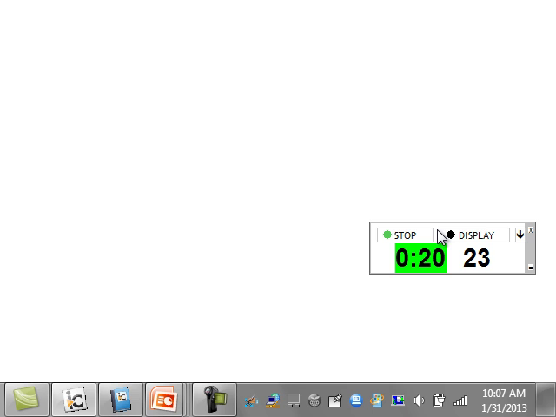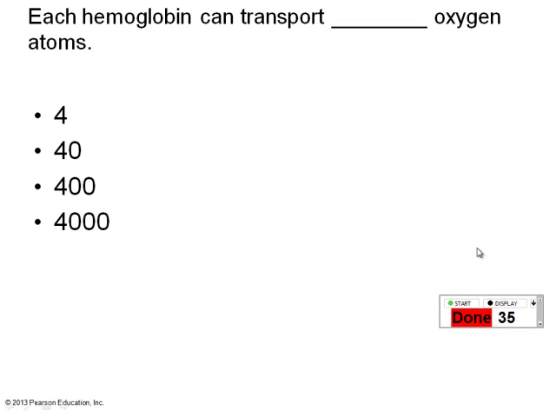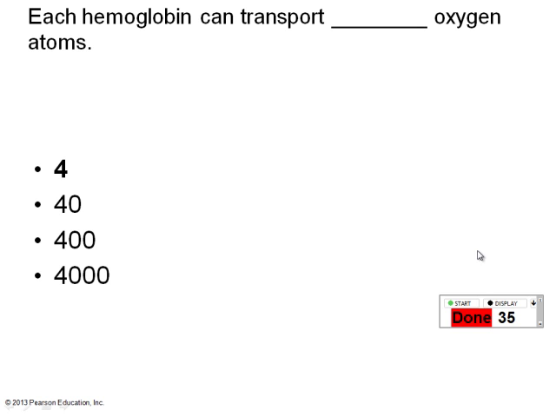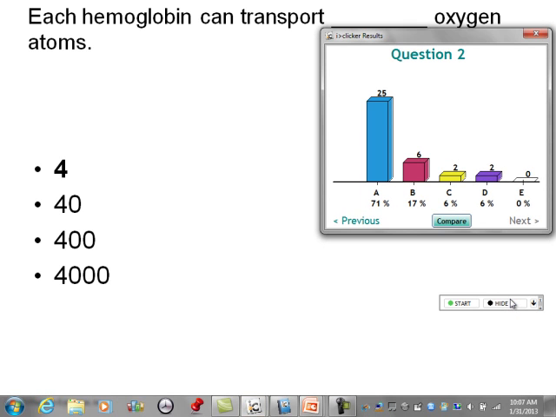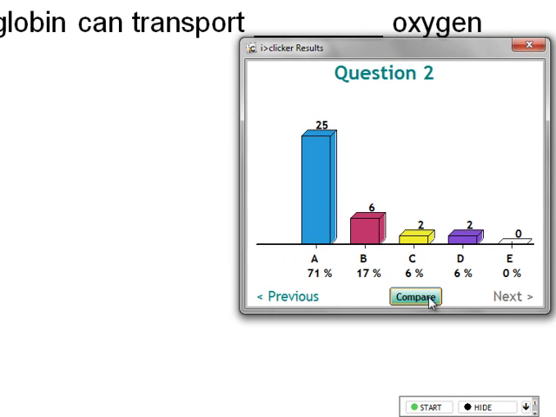Five, 4, 3, 2, 1. What's the answer? 4. Well, let me see what I got. 4,000? We're only talking about one lousy hemoglobin molecule. The answer is A.